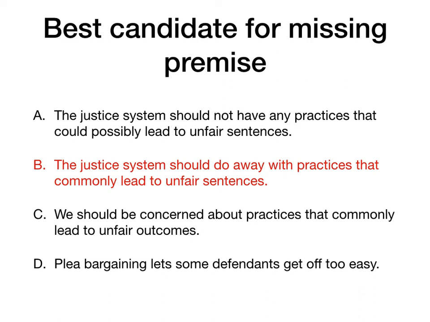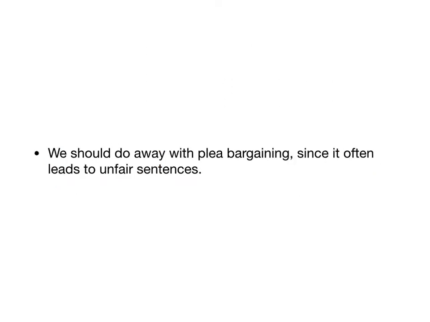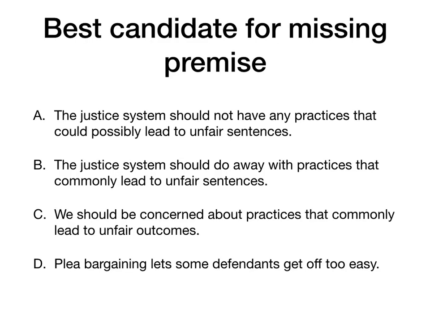B, the justice system should do away with practices that commonly lead to unfair sentences. Well, if we accept that plea bargaining commonly leads to unfair sentences, and we should do away with stuff that commonly leads to unfair sentences, then B makes the argument work. It's less controversial, more plausible than A, so B is a better candidate than A.